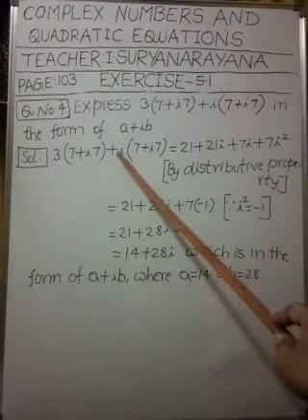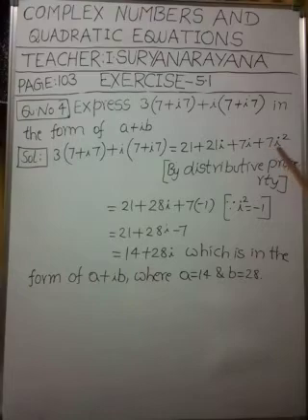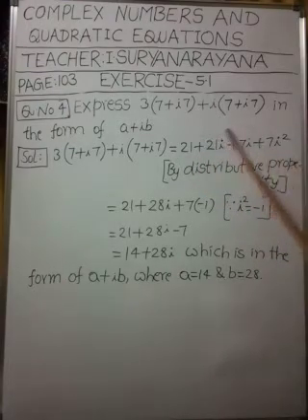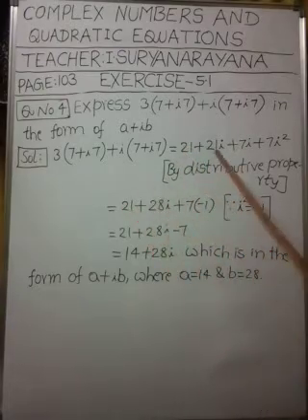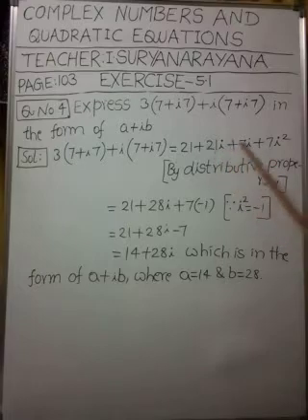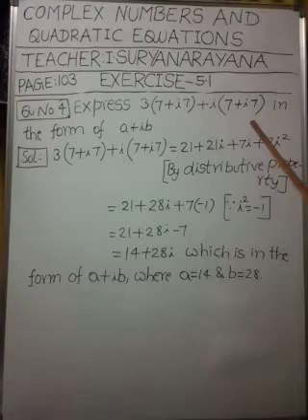Plus I into I7. What will you write? 7I square. Understood this last term, my children? Right. By using the distributive property, we got these four terms. Okay, my children, understood this step? Right. Now 21, we write the first term as it is. See the second term and third term, these two terms are like terms. We can add like terms and subtract the like terms.